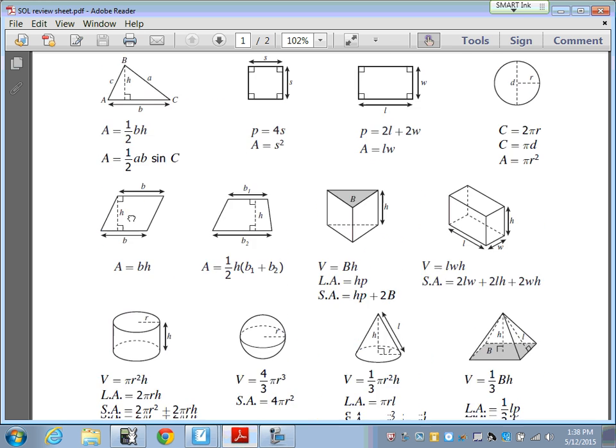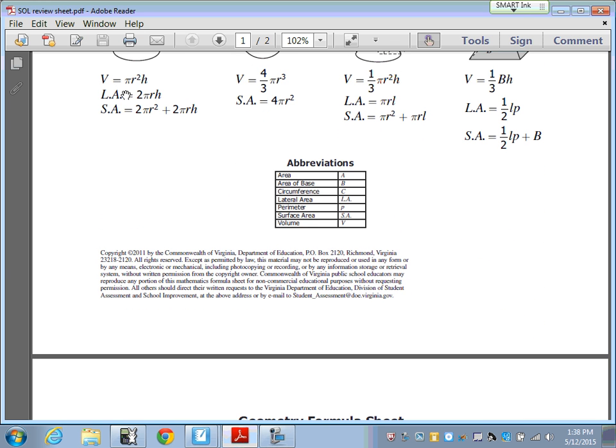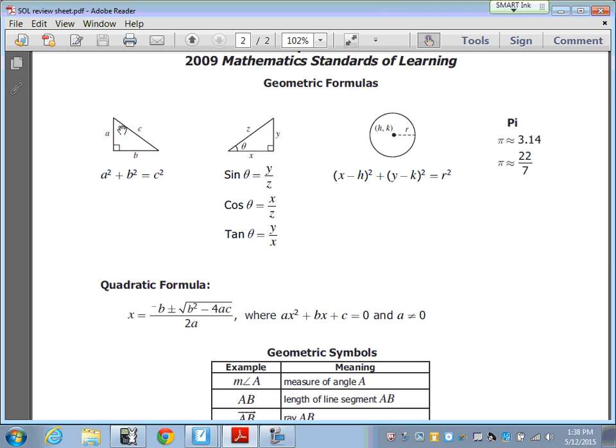So we talked about the front of the sheet, putting distance, midpoint, and slope. And on the back, we have our right triangles and our circles formulas.